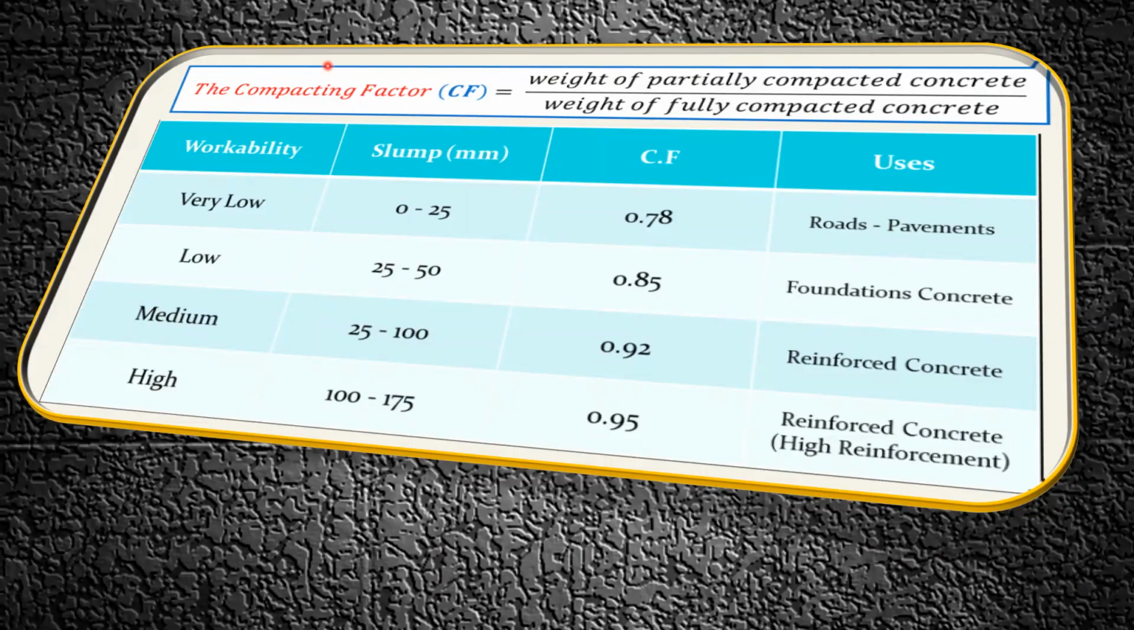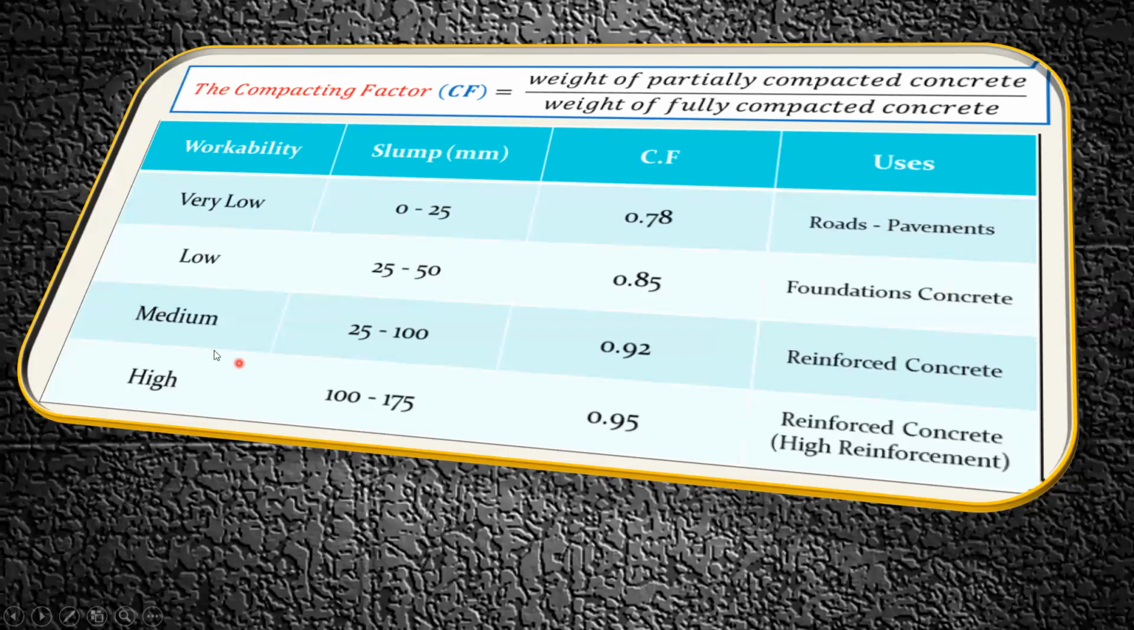If you're having a very low workability, then the slump will be 0 to 25. In that case, your compaction factor will be 0.78. This concrete you can use for road pavements and all. When we prepare concrete roads, there we try to keep the workability very low, and the slump can be between 0 to 25, and the compaction factor we have to get somewhere close to 0.78. If you have a low workability, slump can be kept between 25 to 50, and corresponding to that, you should have a compaction factor of 0.85, which we use for foundation concreting and all.